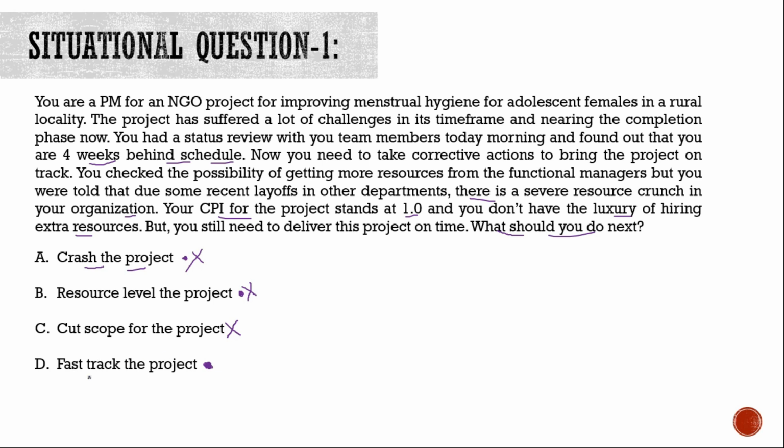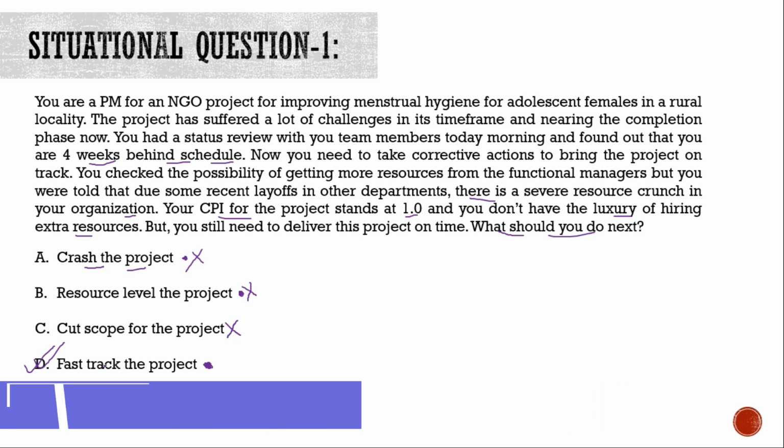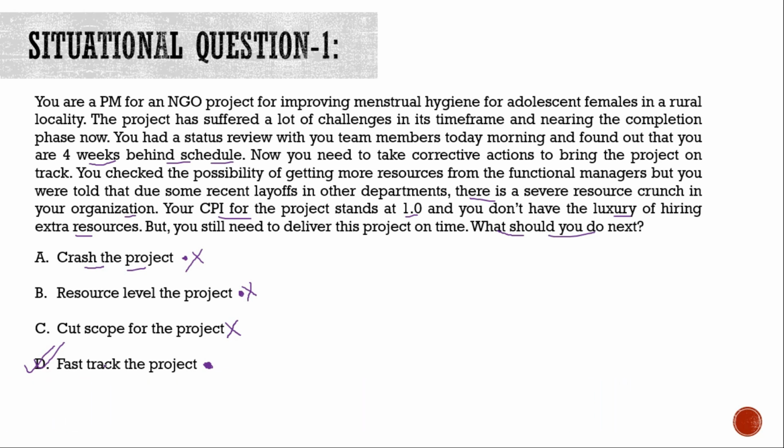Okay, which gives you option D as the correct option for this question, because once you fast track the project, what you essentially do is you try to organize any activities which were initially planned in series to go in parallel, and that is why you go with option D, which is fast tracking the project, and this is the right option.